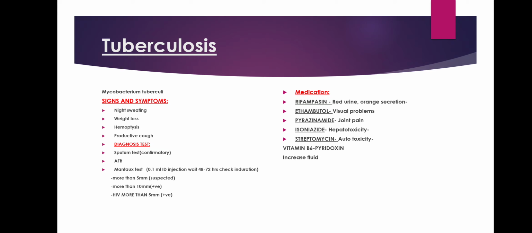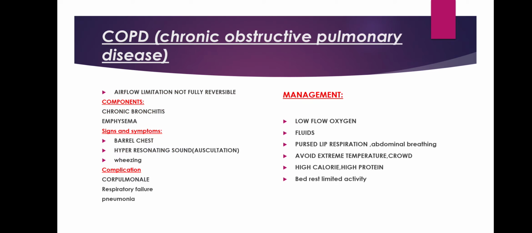Before that, we will do X-ray, AFB test. 3 days early morning, sputum will be sent for AFB test and then Mantoux test. If it is 5 mm, unless it is suspected, if it is more than 5 mm, it is suspected, less than 5 mm is not suspected. 10 mm plus if there is an intradermal lump, you will find out that it is a positive tuberculosis. If it is 15 mm, then it is a positive HIV. Some of the medications, rifampicin, ethambutol, pyrazinamide, isoniazid and streptomycin, vitamin B6 and increased fluids.